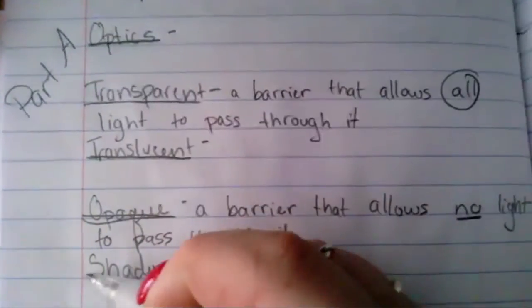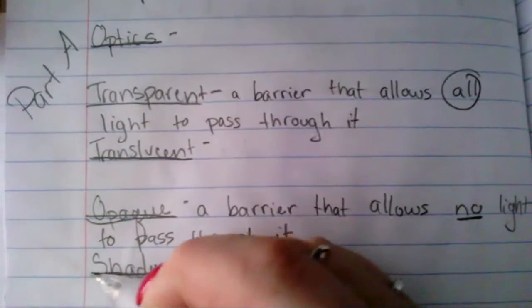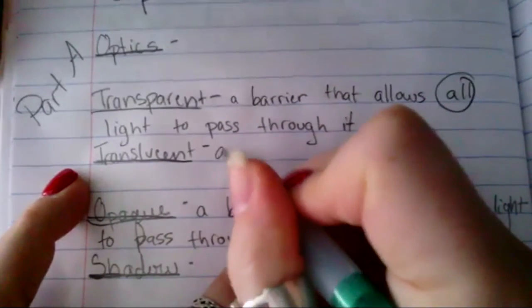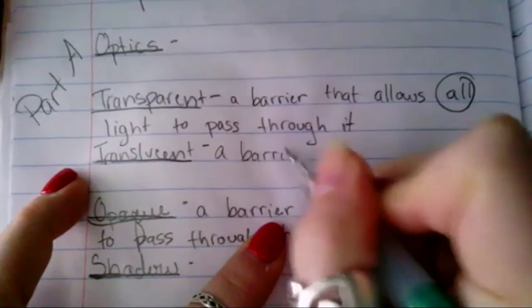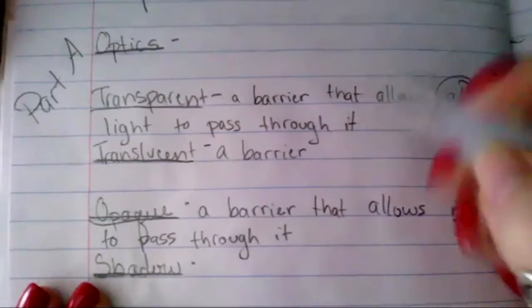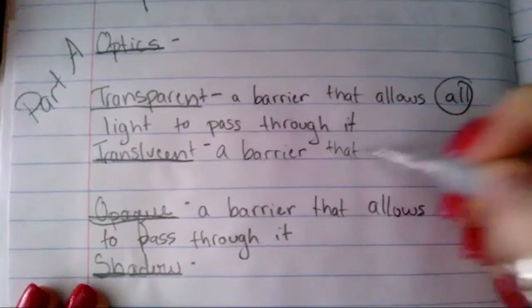Okay? Who wants to answer another one? Gabe? Translucent. Okay, and what is translucent? A barrier that allows some light to pass through. Perfect. What is an example of a translucent barrier? A stained glass window. Perfect.